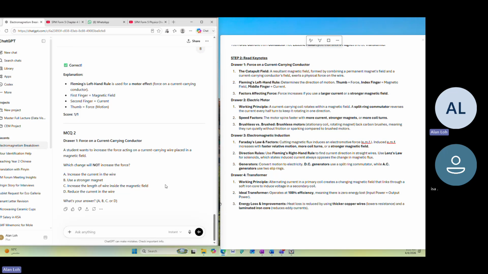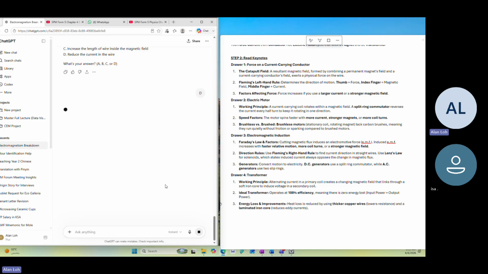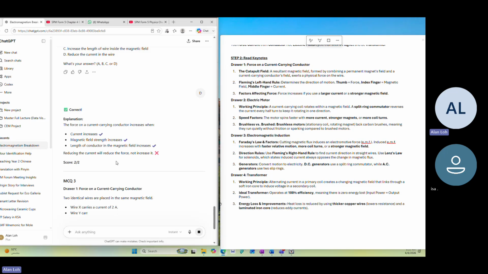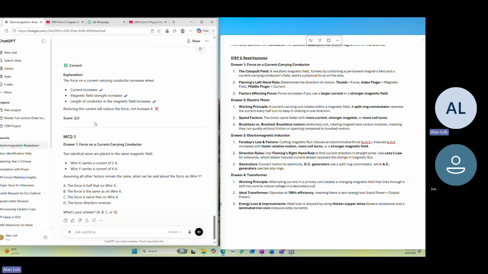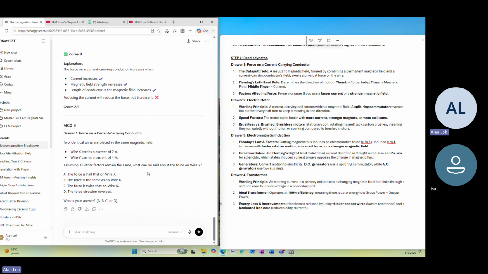What do you think? D, yes. Good. Right? Increasing the length doesn't... okay, let's go straight. Draw one still.